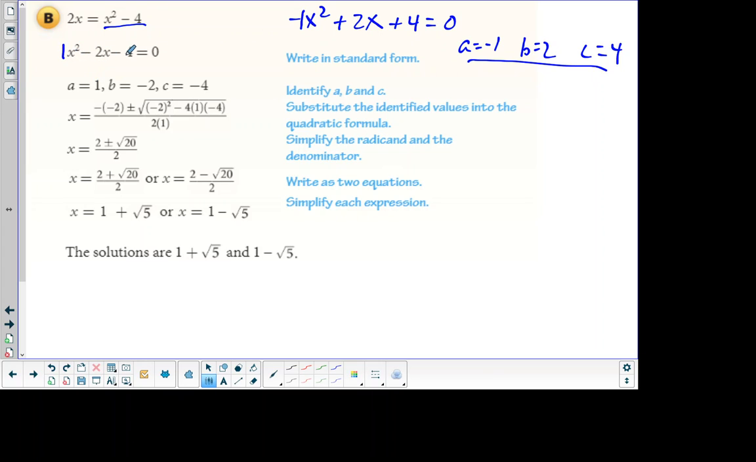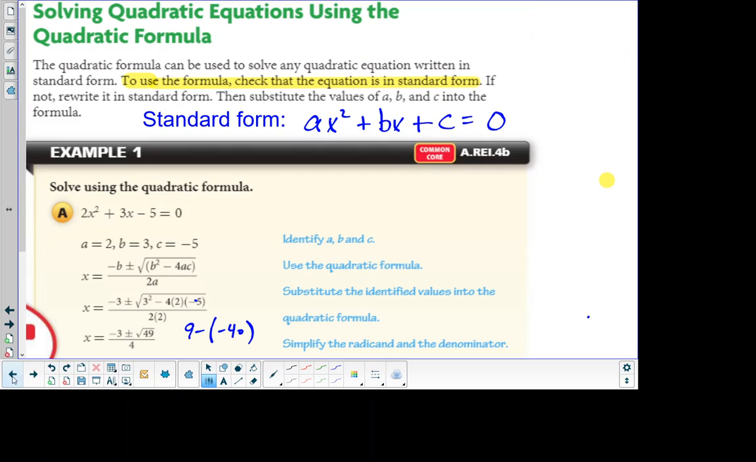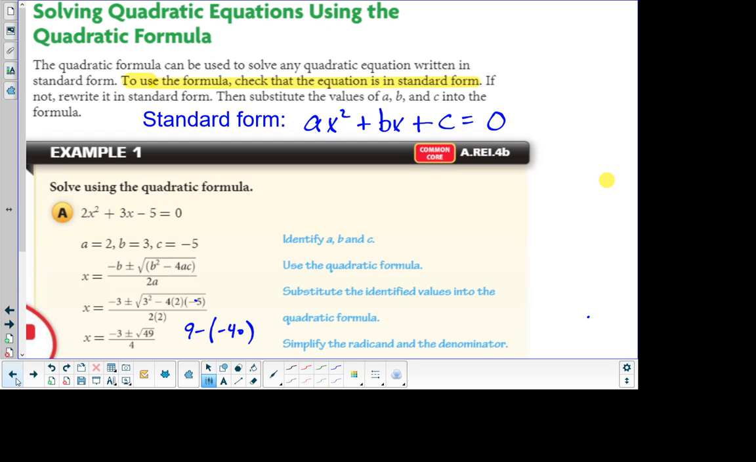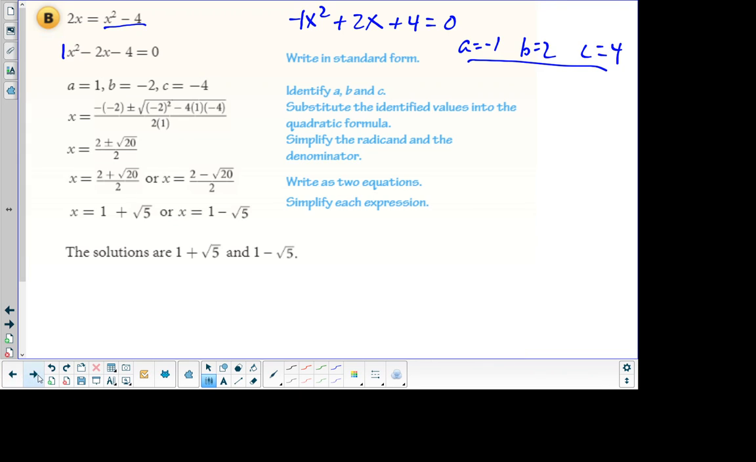So now that they wrote it this way, they have their a, b, and c values, and then it just becomes careful substitution. You don't have to memorize this formula. You just have to have it ready to know how to use it. And after you practice a lot, you're going to realize you do have it memorized. So you just have to substitute. The a value is 1, b value is negative 2, c is negative 4.